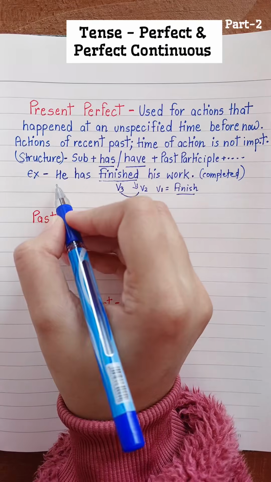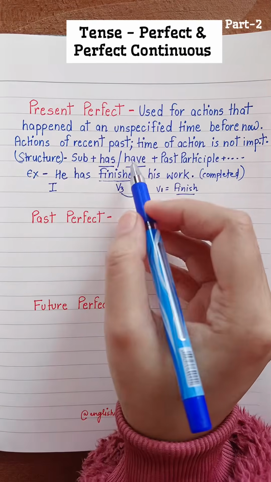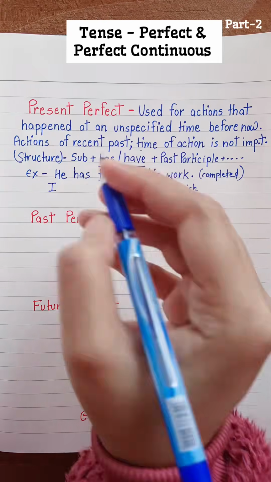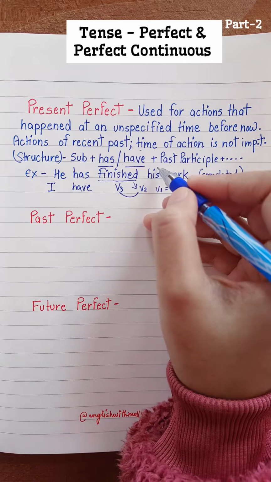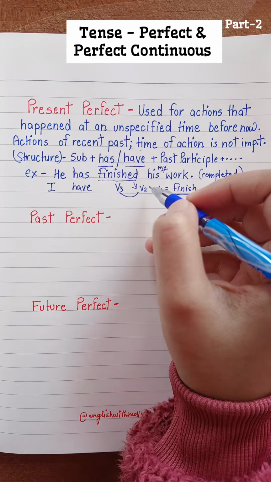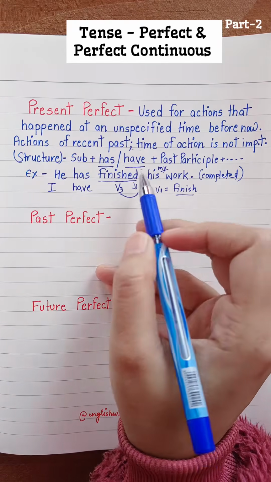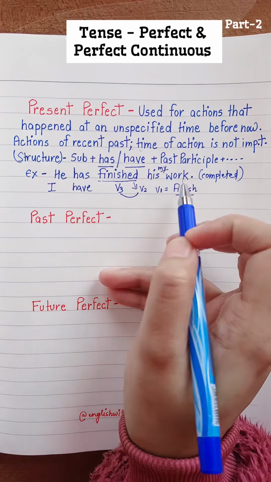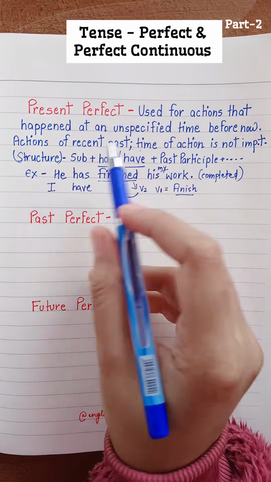Suppose we change the subjects. Let's take, for example, I. I takes have, I have finished my work. If we change the subject to they, they have finished their work. So this is how it works. All you need to change is the pronoun.